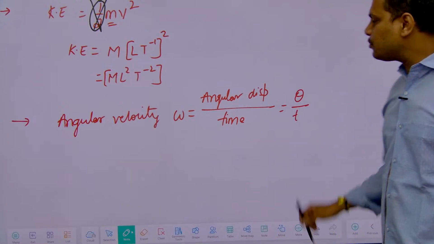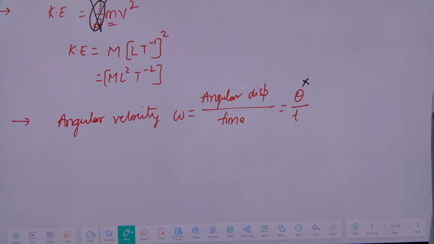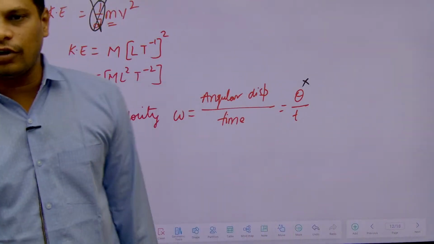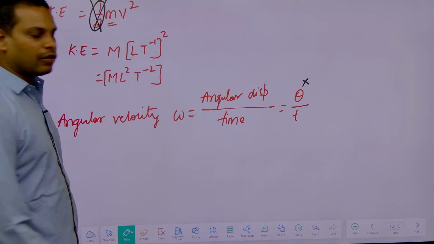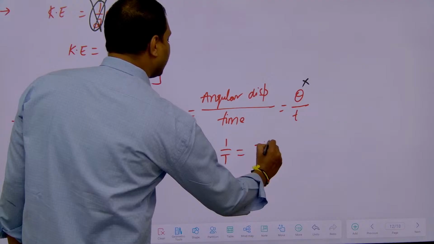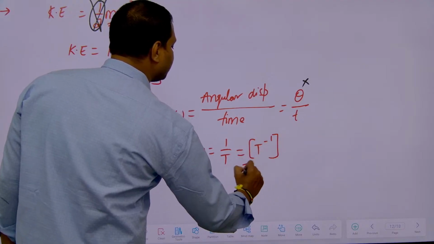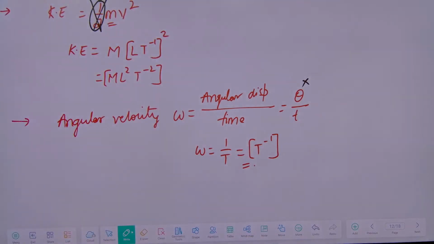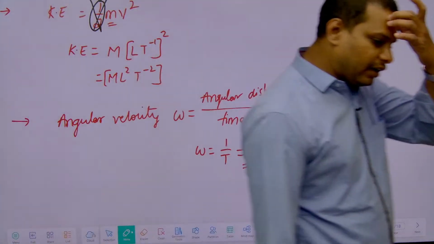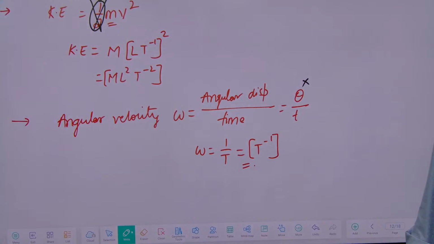Do we have the dimensional formula for theta? No. Just now we told, right? For angles there is no dimensional formula. For time we have the dimensional formula. Then angular velocity omega is equal to 1 by time, that is equal to T⁻¹. Okay, write it once.